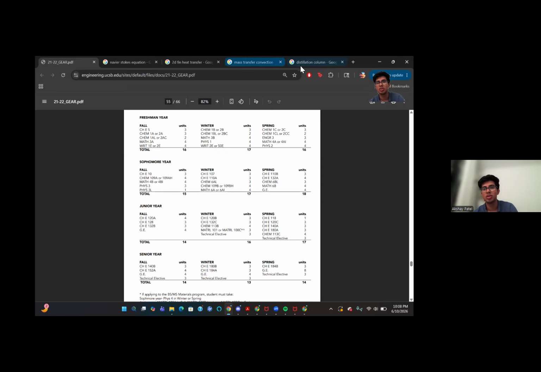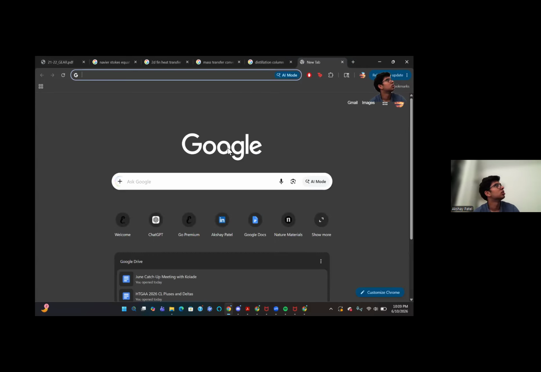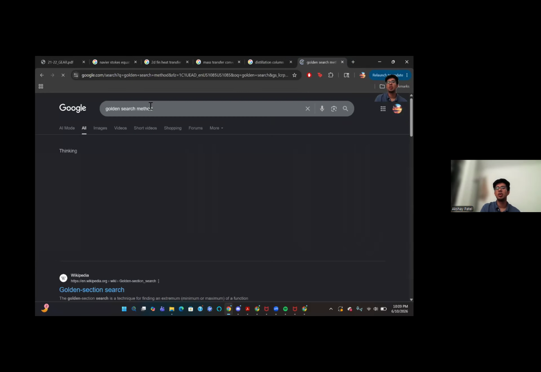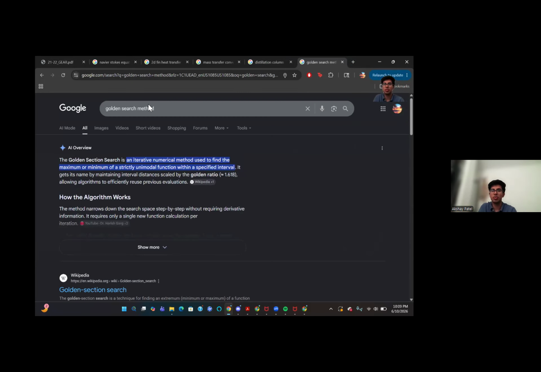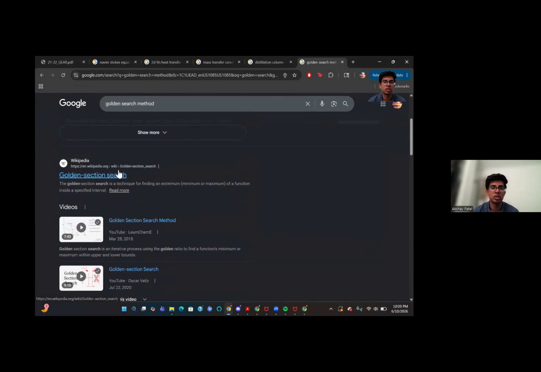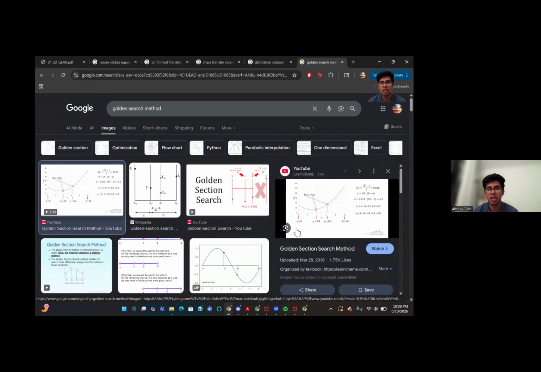Yeah, and also another cool thing, let's see, the golden search. I thought this was pretty cool. Golden search method. You learn how to numerically solve for different maxima or minima. And how does this work? Let's go to images. Yeah. Okay, this is the one.